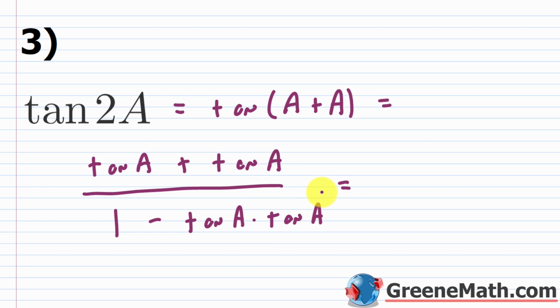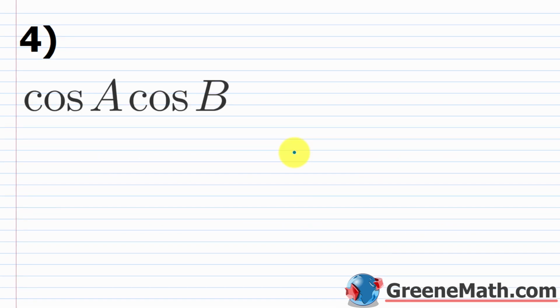So a real easy formula. Tangent of a plus tangent of a is just going to be 2 times the tangent of a. Then this is over, you have 1 minus tangent of a times tangent of a is tangent squared a. All right, let's take a look at problem 4.